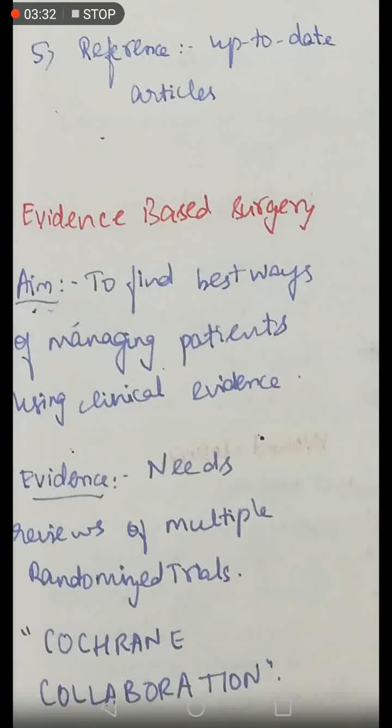The aim of an evidence-based study is to find new best ways of managing patients using clinical evidence. We want to give the best possible care to each and every patient who knocks on the hospital door. Evidence needs reviews of multiple randomized trials. It can be done by the Cochrane Collaboration. They are helping in evidence-based study, so go and check it out.